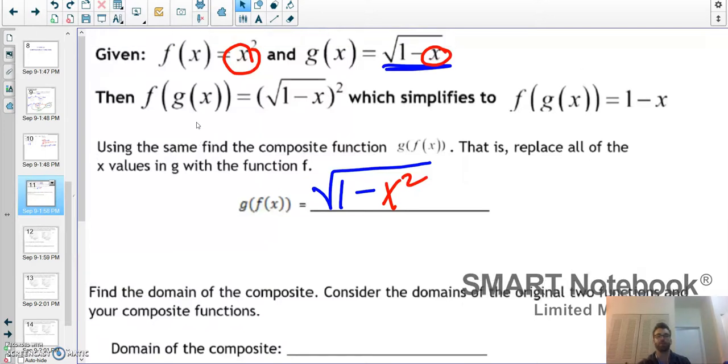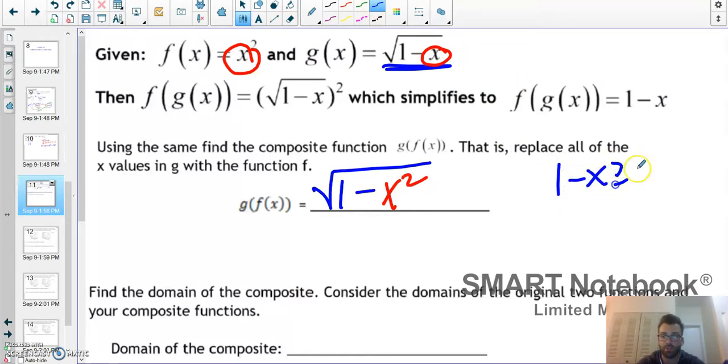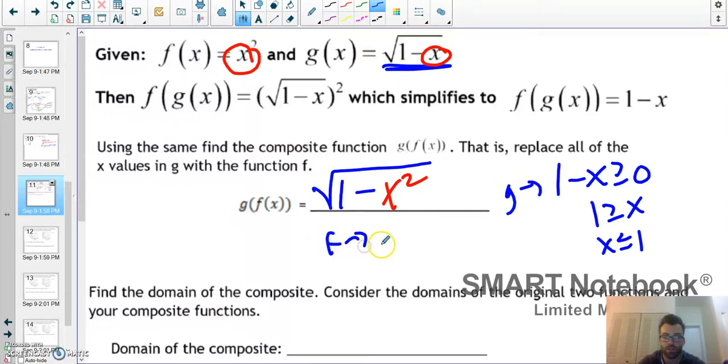If we think about the domain of our original functions here, x squared is all real numbers. For the square root of 1 minus x, remember, numbers underneath the square root cannot be negative, so 1 minus x has to be greater than or equal to 0. That means 1 is greater than or equal to x, or x is less than or equal to 1. That would be g. f we said was all reals.